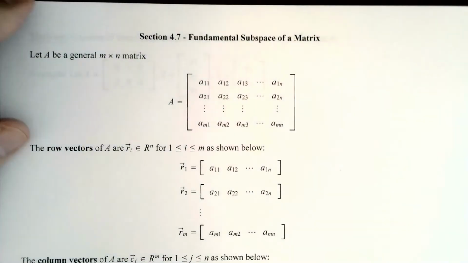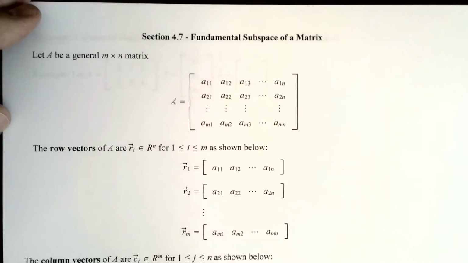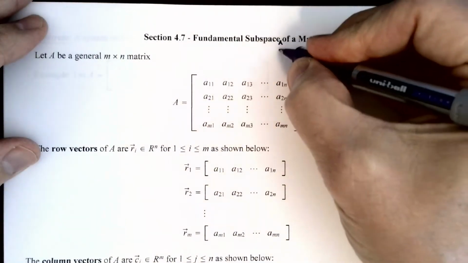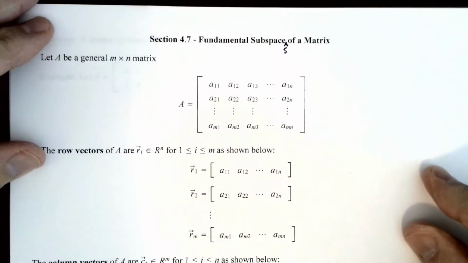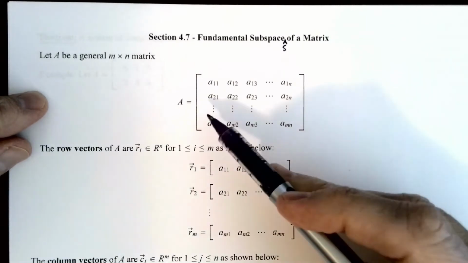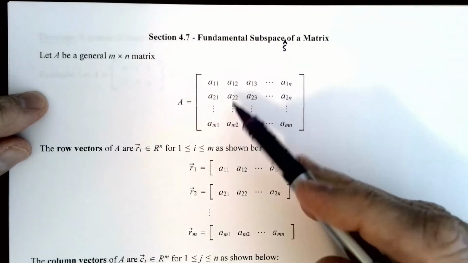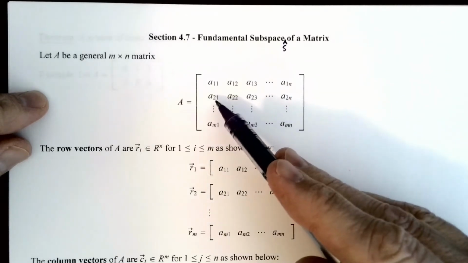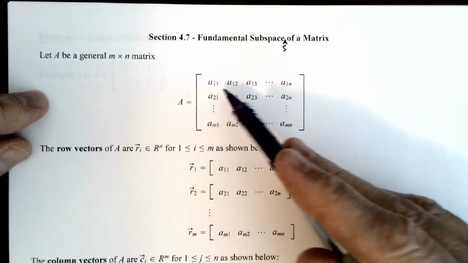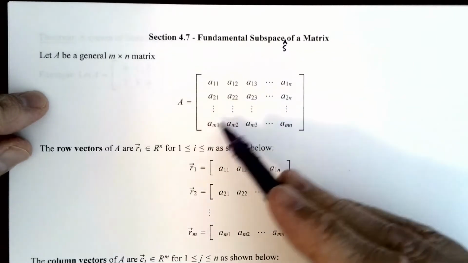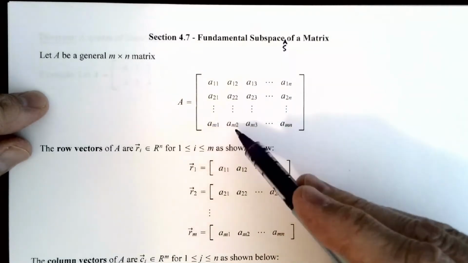Okay, so we are now ready to talk about the fundamental subspaces of a matrix. That should be a plural there. Fundamental subspaces of a matrix. So we have a general m by n matrix here in its general form using our double subscript notation. If you remember, in this case, the first number corresponds to row, second to the column number. Rows go row 1 at top, row 2, and so on. Notice we have m rows and n columns.